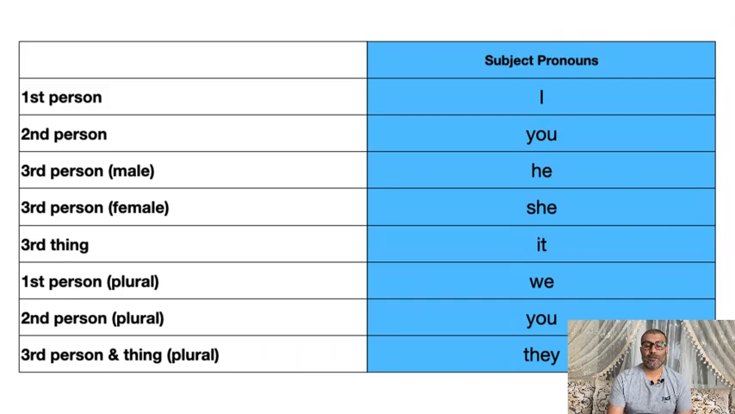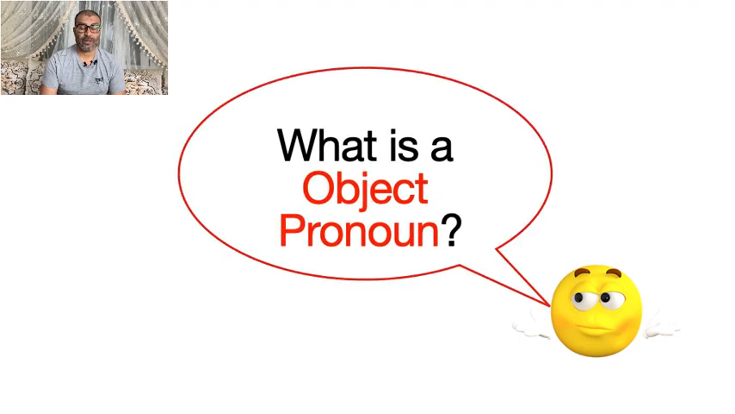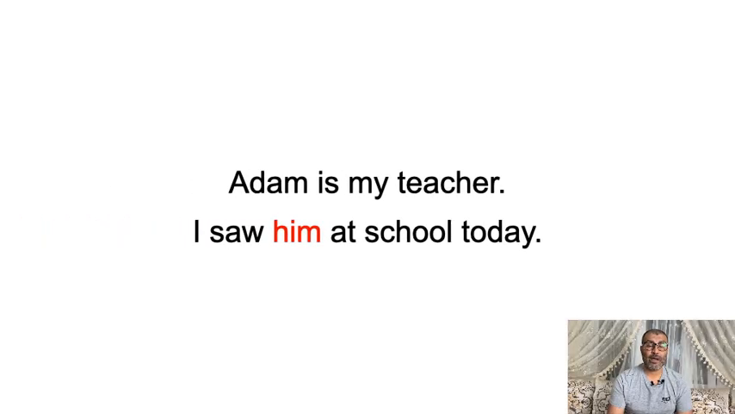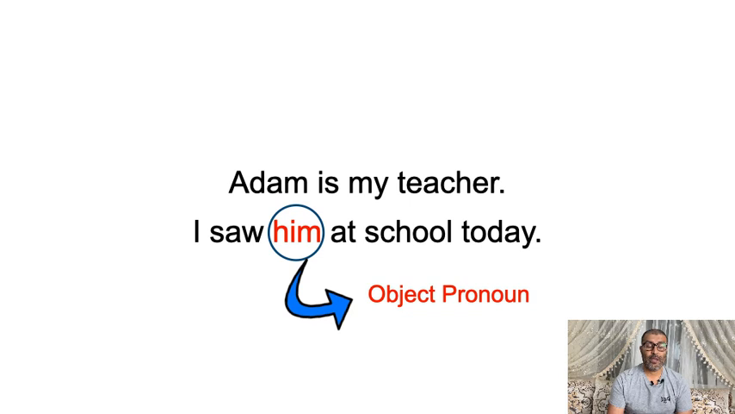Okay? So what is an object pronoun? I'll give you an example. Adam is my teacher. I saw him at school today. So him is the object pronoun.